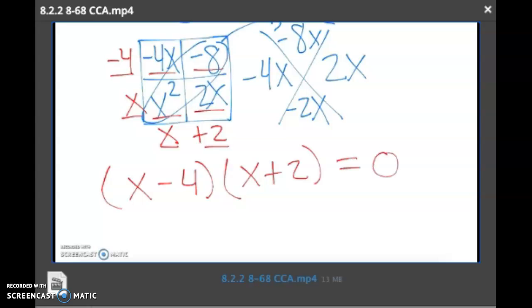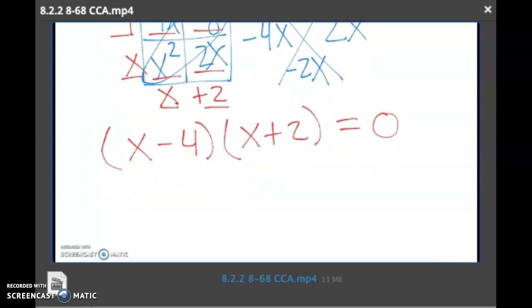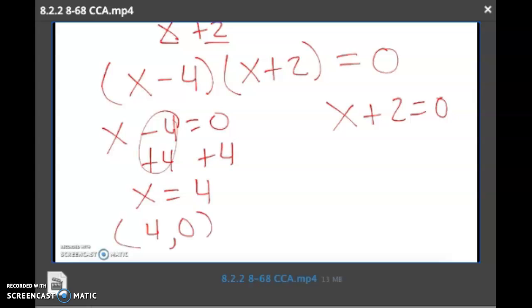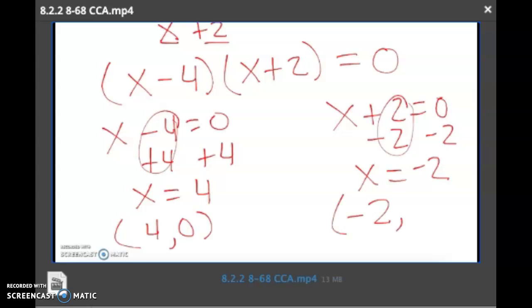And I'm going to let those equal 0 so that I can take each factor and set it equal to 0. And now I can solve for x in each of those. So I'm going to add 4 to both sides over here. So I get that one of my roots, one of my x-intercepts is at 4, 0. And doing the same thing over here, solving for x, I get x equals negative 2. So my other x-intercept is at negative 2, 0.